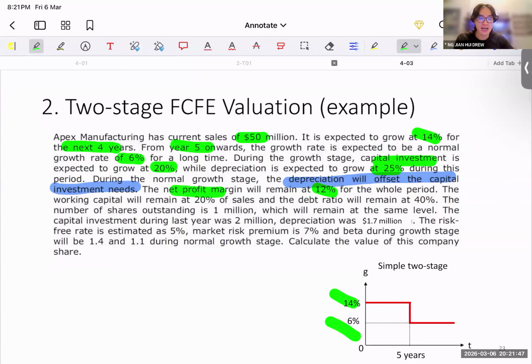So this is net profit margin. Previously it was EBIT, right? So this is net profit margin now, 12%. The working capital will remain at 20% of sales.